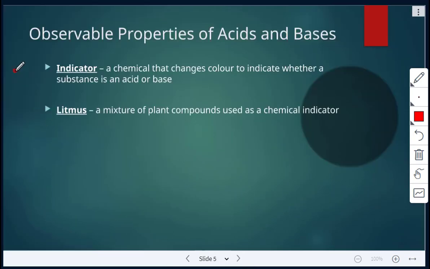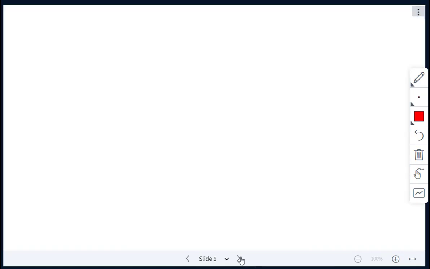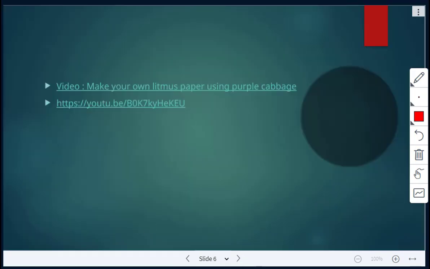All right, so an indicator is a chemical that changes color to indicate whether a substance is an acid or a base. And litmus, like we saw with the litmus paper, is a mixture of plant compounds that is used as a chemical indicator. All right, so I do have a video here. This video is showing how you can make your own litmus paper using purple cabbage.